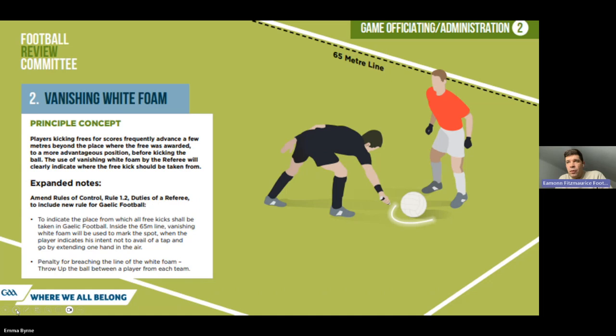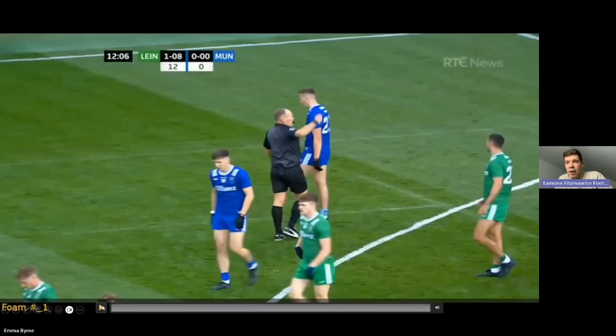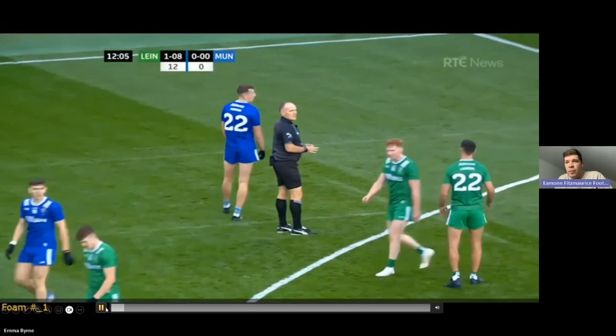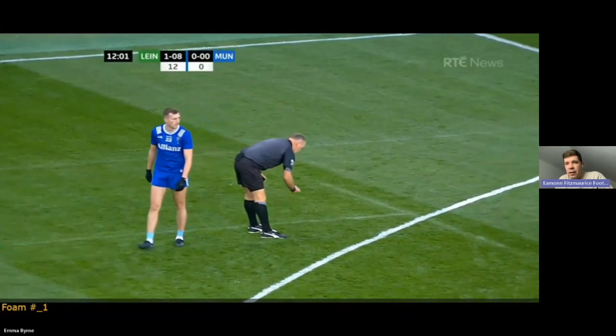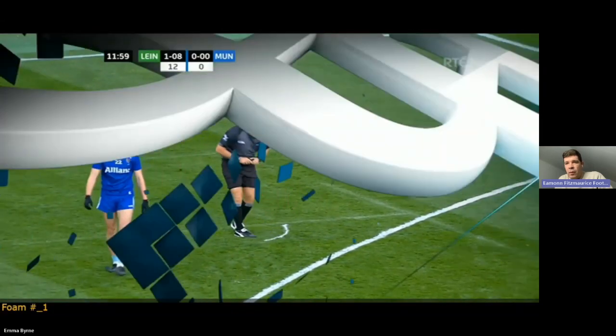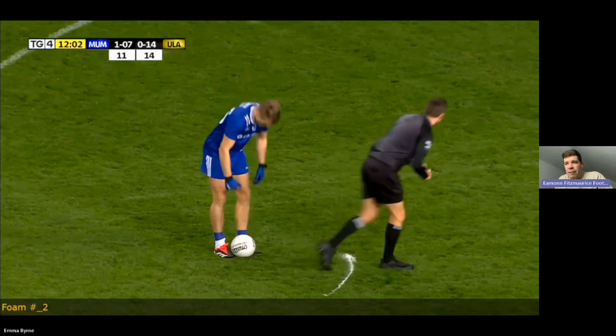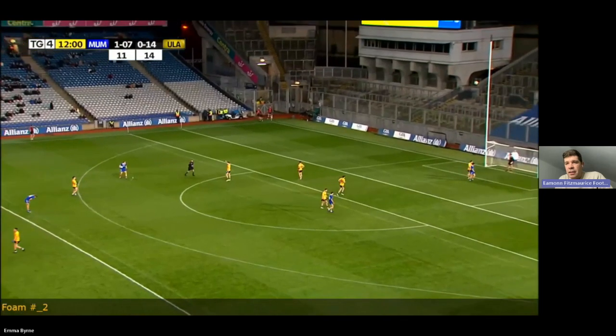The other one with regard to the game officiating is the white foam. The idea of this is that it stops forwards cheating in from where the free is conceded. There's a mark in the pitch. We can see here Conor Lane putting the mark down, and when the forward is taking the free, they have to kick it from the far side of that.